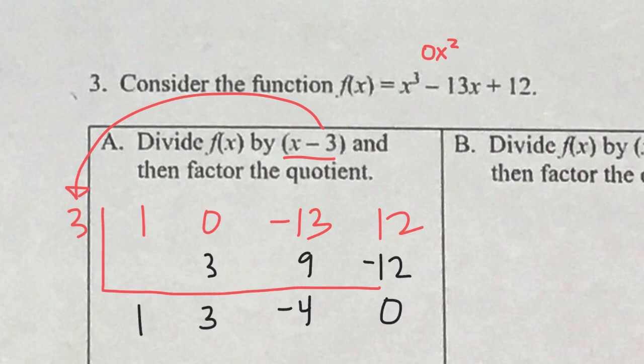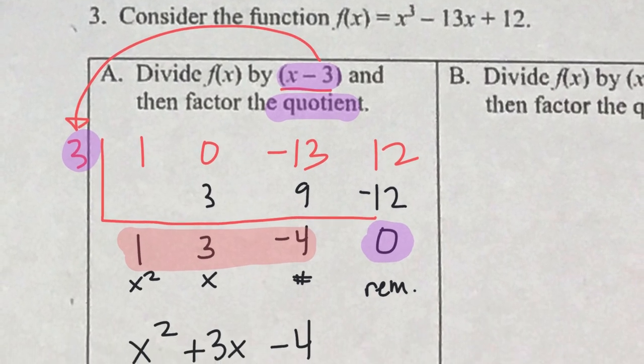So let's see what we get when we synthetically divide. Pretty amazing. We get 0 as a remainder. That means that x minus 3 was in fact a factor, and positive 3 is a 0. So it says factor the quotient. Well, what is the quotient? The quotient is your answer right here. That doesn't look much like a quotient, does it? So if this is your remainder term, that means this is your number term, this is your x term, and this is your x squared term. So my quotient is x squared plus 3x minus 4.